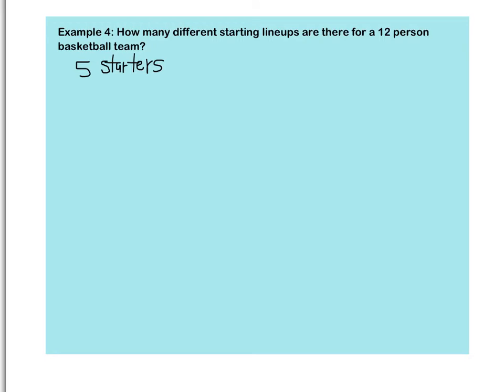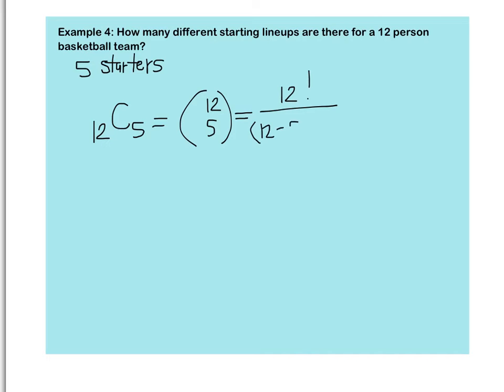So in that case, we have 12 players to choose from. We're choosing 5 of them. So we're doing 12 choose 5. So that's 12 factorial over 12 minus 5 factorial times 5 factorial, which is 792 different starting lineups we could have.